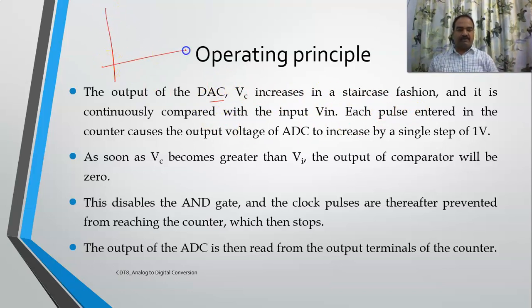Initially, when only one pulse was there, your output voltage was like this, control voltage. Again, one pulse entered, next pulse, next pulse, next pulse, next pulse. It compares with your VI, right? So as soon as VC becomes greater than VI, output of comparator will be 0, which disables the AND gate and clock pulses are prevented from entering the counter. And the output of ADC is then read from output terminals of the counter.